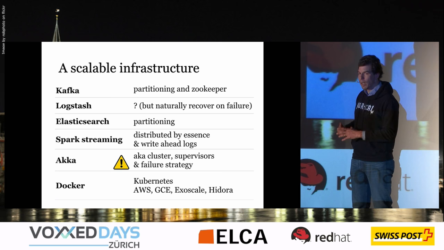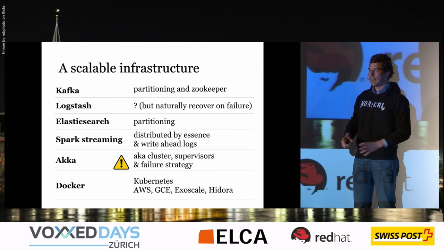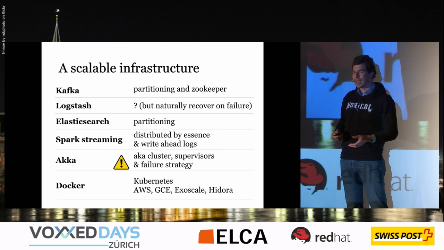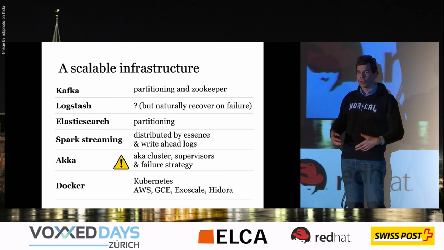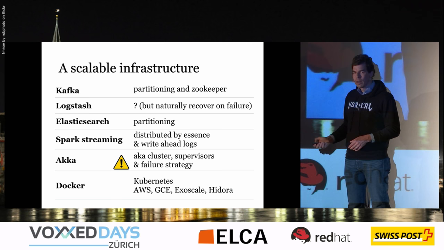Akka is a bit more tricky. Of course, my little actors, I can spread them on a cluster of machines, and then there are strategies for failure: what should I do in this or this situation? But to really implement that in real life can be pretty tricky. It's why we have this warning signal. If you want to make a fault-tolerant Akka application at large, you'll need to invest more than a couple of days, certainly. And for Docker, it's made for scaling.